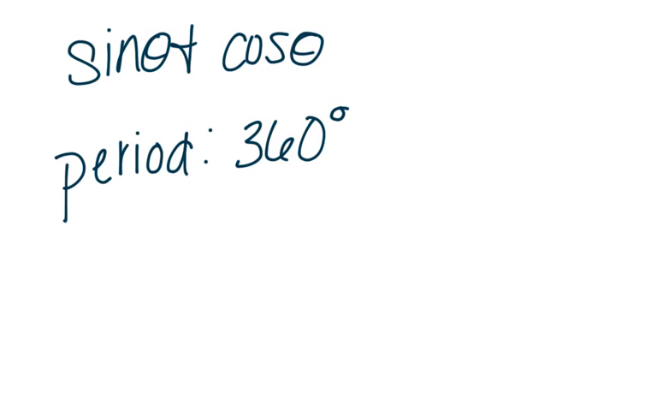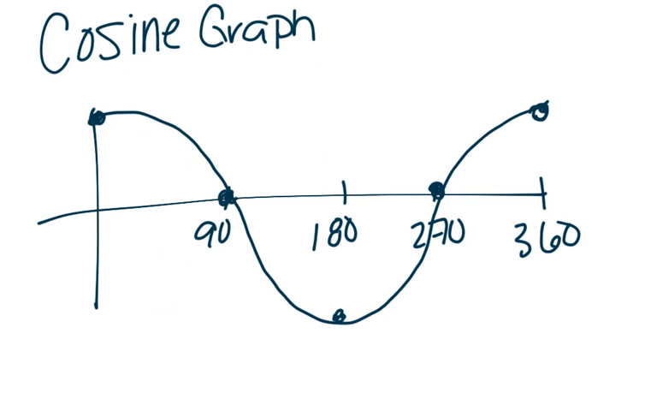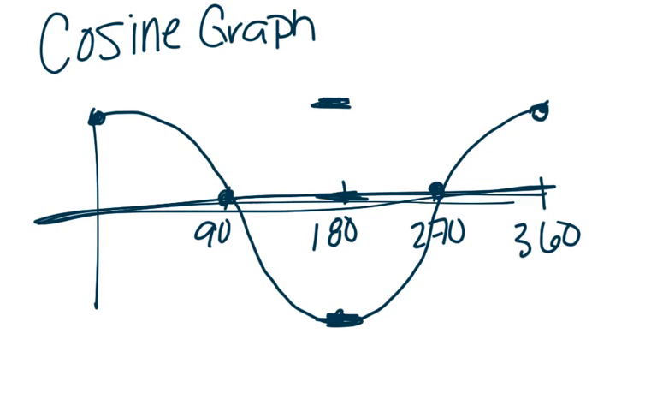Now, since our graphs are periodic, and these are wave graphs, they also happen to have an amplitude and a midline. So remember, the amplitude on our graph, or I guess we'll start with the midline. The midline is the average between the highest and lowest point on your graph. So in this case, the average between 1 and negative 1 is 0. So y equals 0 here is the midline of our graph.